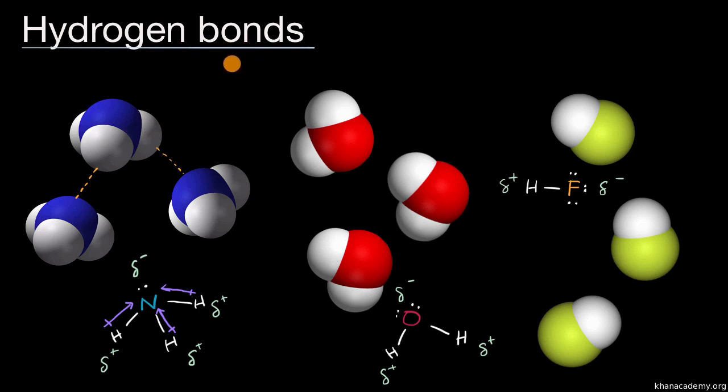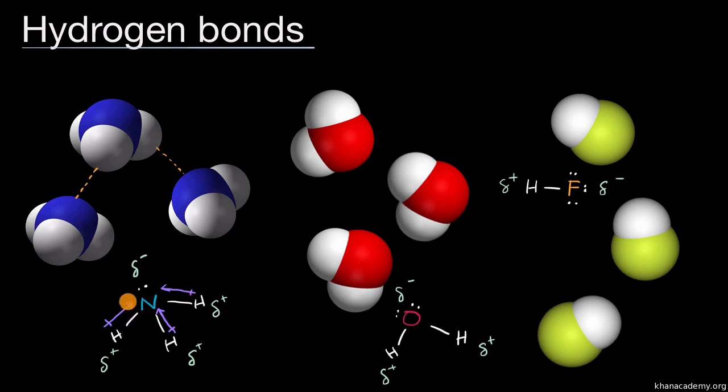When we're talking about hydrogen bonds, we're usually talking about a specific bond dipole, the bond between hydrogen and a more electronegative atom like nitrogen, oxygen, and fluorine. And so we're specifically talking about that part of the molecule, that hydrogen part that has a partially positive charge being attracted to the partially negative end of another molecule.